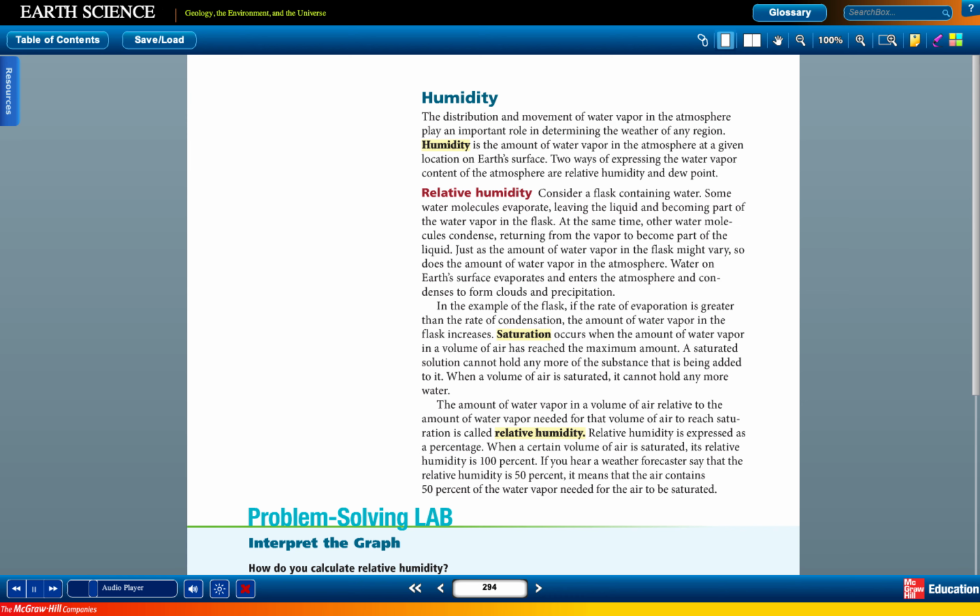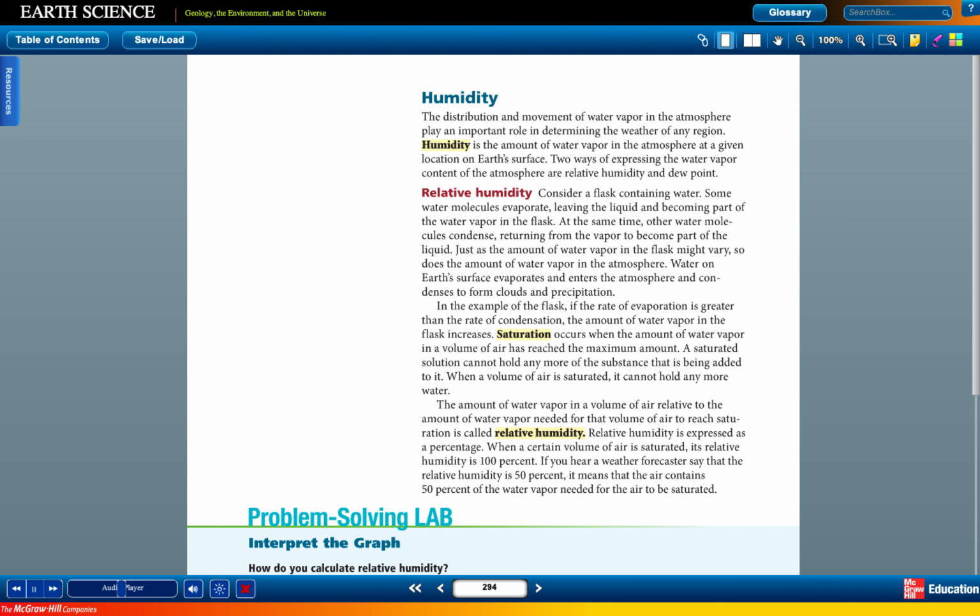Relative humidity. Consider a flask containing water. Some water molecules evaporate, leaving the liquid and becoming part of the water vapor in the flask. At the same time, other water molecules condense, returning from the vapor to become part of the liquid. Just as the amount of water vapor in the flask might vary, so does the amount of water vapor in the atmosphere. Water on Earth's surface evaporates and enters the atmosphere and condenses to form clouds and precipitation.